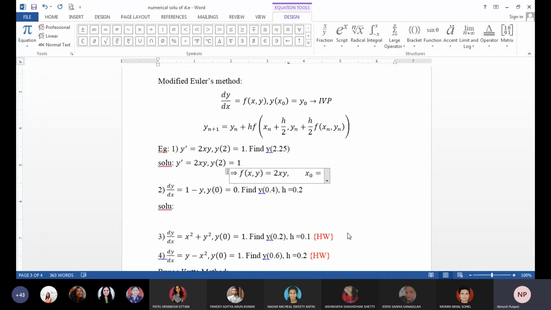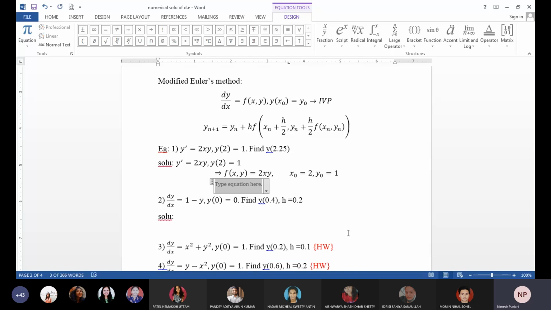What is your x0? 2. Very good. What is y0? 1. Is this clear to everyone कि x0 2 क्यों मिला and y0 1 क्यों मिला करके? x0 2 क्यों मिला and y0 1 क्यों मिला?